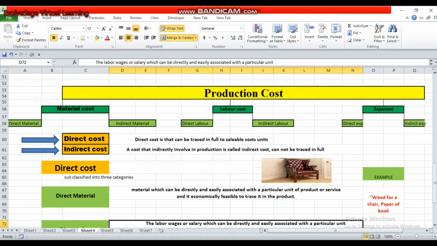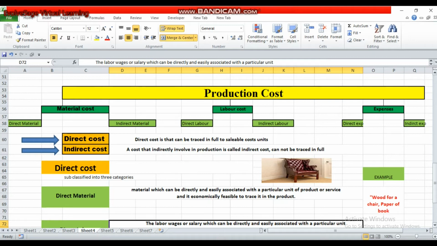Here, if we talk about this chair, there are two types of cost that have been consumed in the production of this chair. We consume some wood, and it is easy for us to measure how much wood has been consumed in this chair. But if we talk about the glue that has been consumed in this chair, it is not possible for us to measure how much glue has been consumed in this chair. So that cost will be called indirect cost.